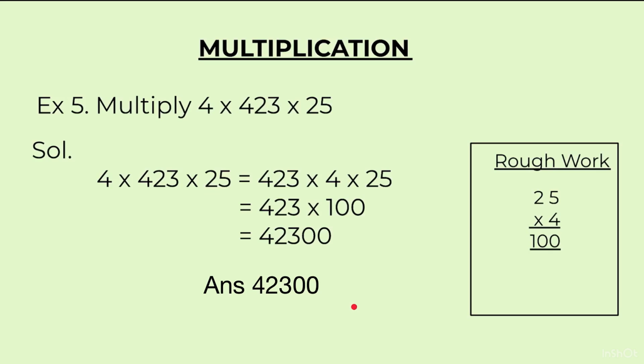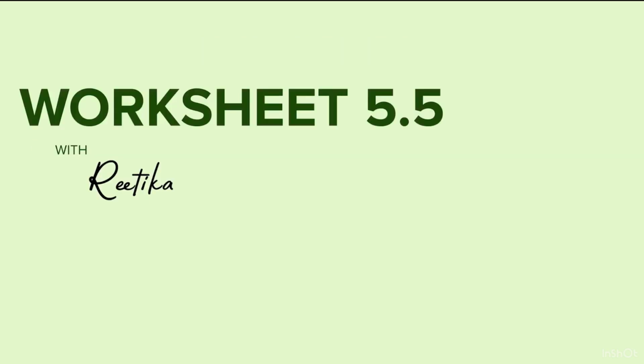So to make our calculation easy, when we have a set of 3 or more numbers, we will have to choose those numbers which will either give us a multiple of 10 or 100 or 1000 so that the further calculation becomes easy. Now we are ready to do worksheet 5.5.